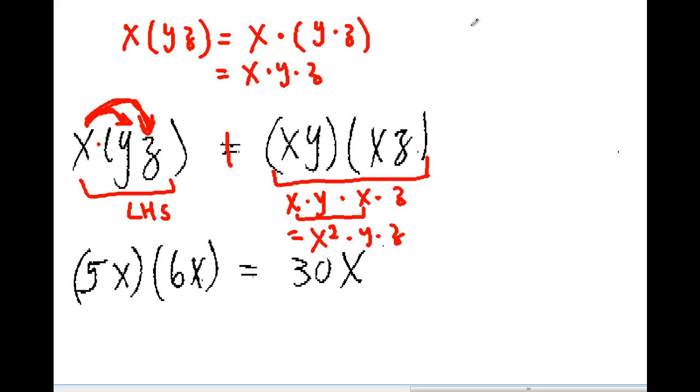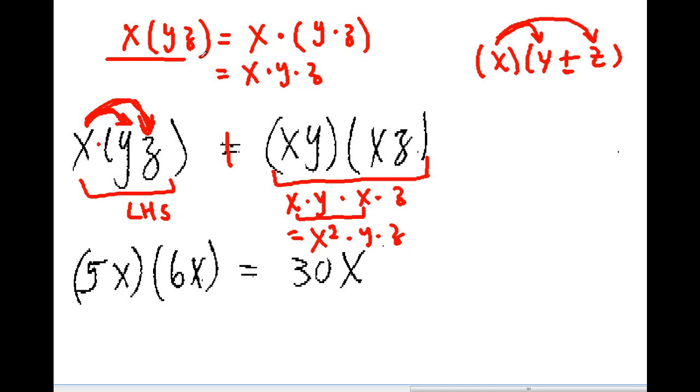Multiplication does distribute if you have x times the quantity y plus z. Now notice this is a plus sign. Then you distribute. That makes sense. You've got to be fair to each one. When you have a multiplication all by itself, there's no such thing as distribution.